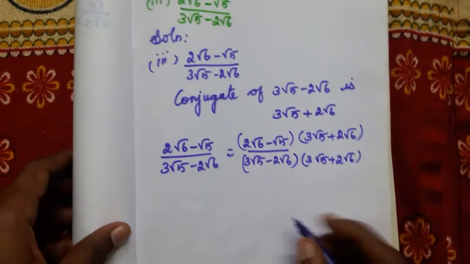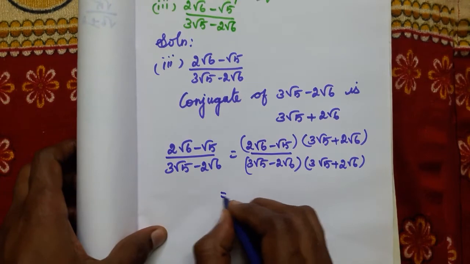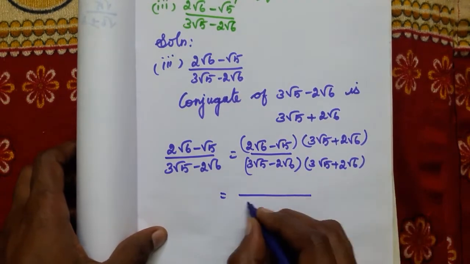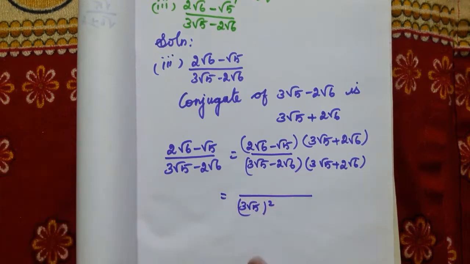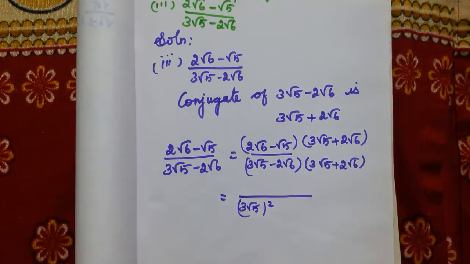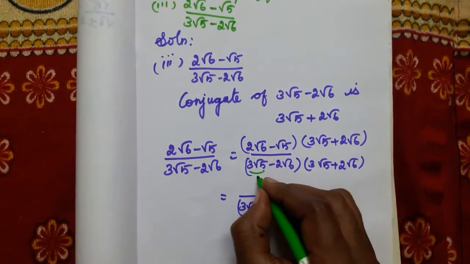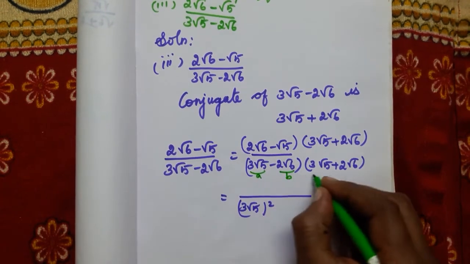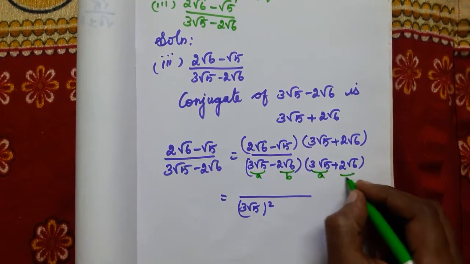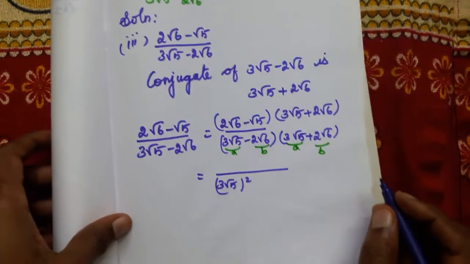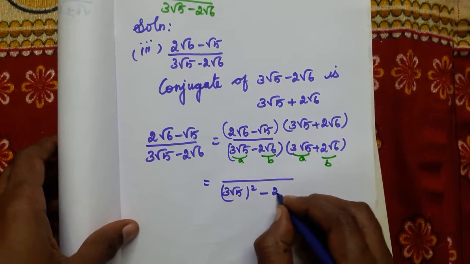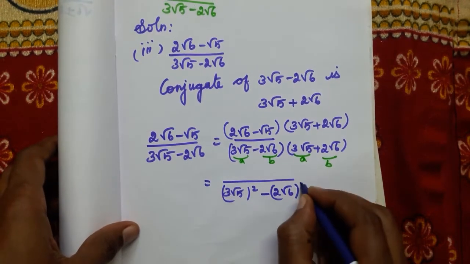So what are we getting in the denominator? 3 root 5 the whole square. It is in the form of a minus b into a plus b. Here this one is a, this one is b, and here also a, here b. So it is in the form of a minus b into a plus b. So 3 root 5 the whole square minus 2 root 6 the whole square.